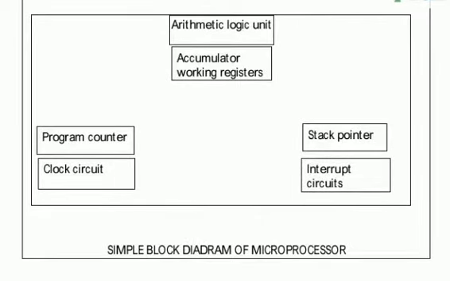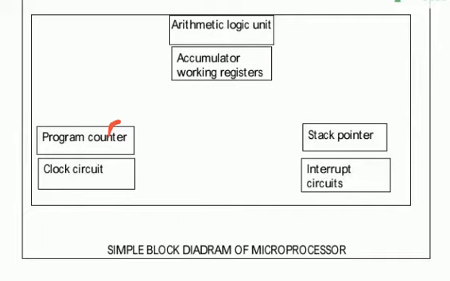Arithmetic logic unit: we perform basic logic operations using this. Accumulators and working registers: we need to store data somewhere, so we use accumulators. And to perform basic operations like addition, subtraction, and to move data from one place to another, we use accumulators and working registers. Program counter: the program counter is a register which holds the address of the instruction being executed at the current time. As each instruction is executed, it increases by 1.